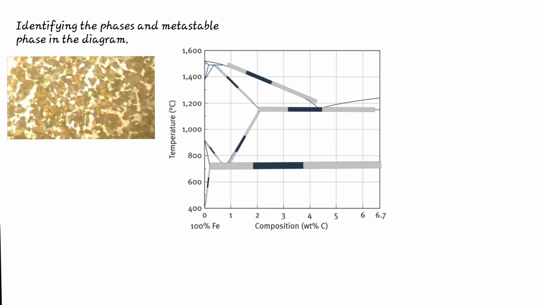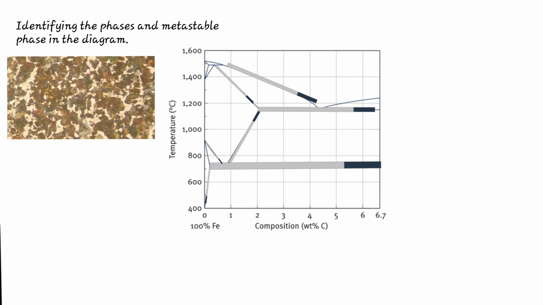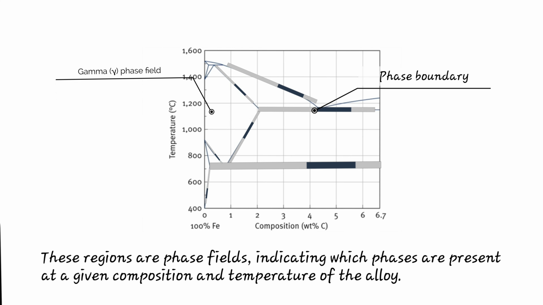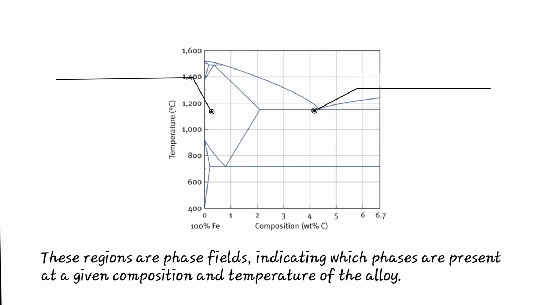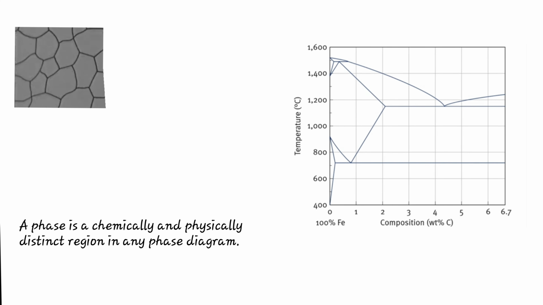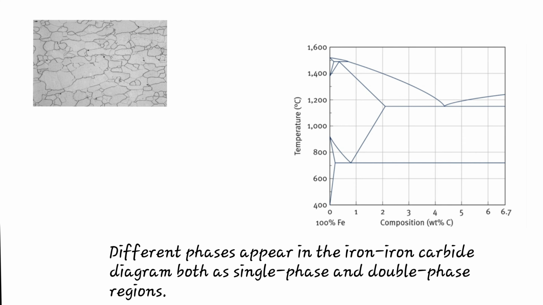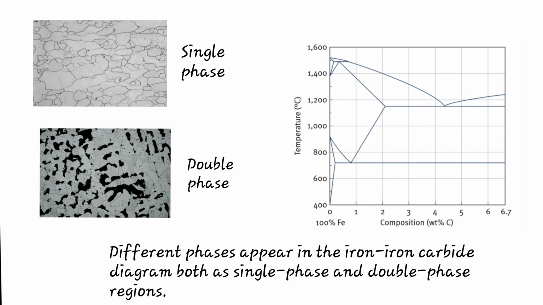Identifying the phases and metastable phase in the diagram. The boundary where they intersect marks a specific region on the Iron-Iron Carbide diagram. These regions are phase fields, indicating which phases are present at a given composition and temperature of the alloy. A phase is a chemically and physically distinct region in any phase diagram. Different phases appear in the Iron-Iron Carbide diagram both as single-phase and double-phase regions.